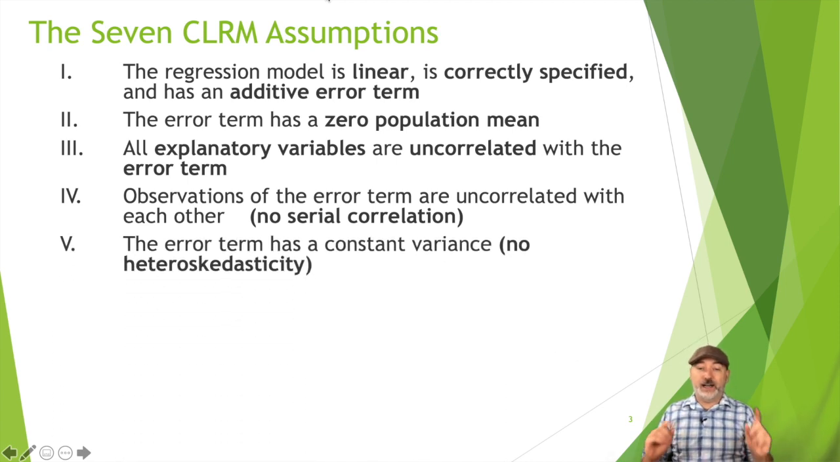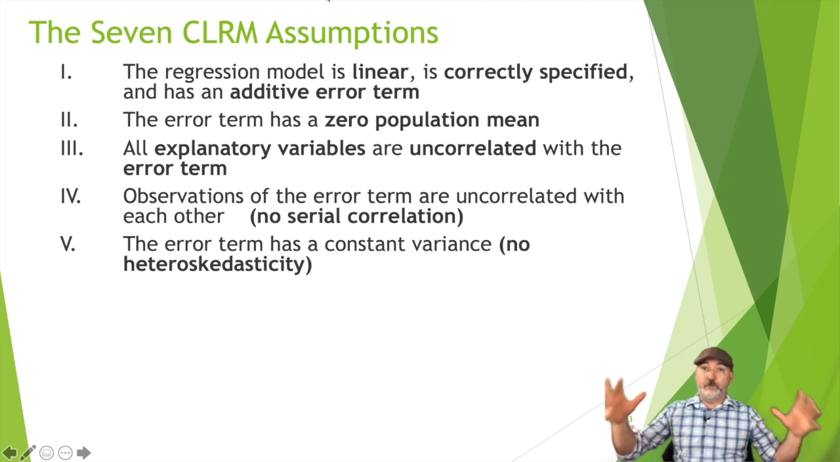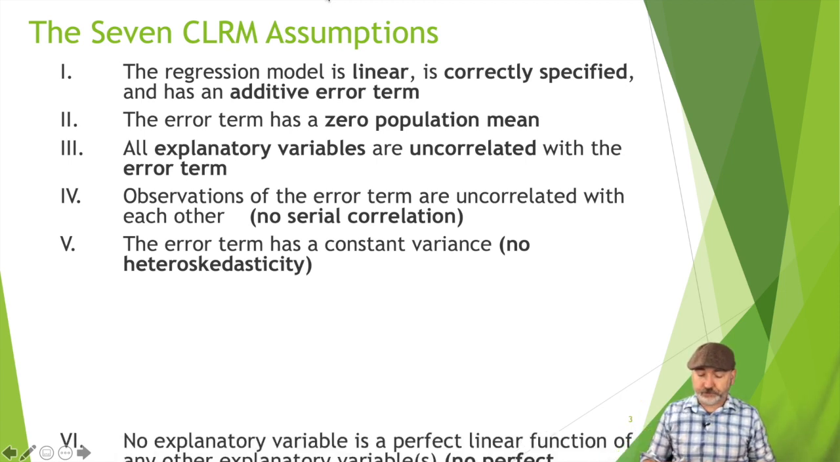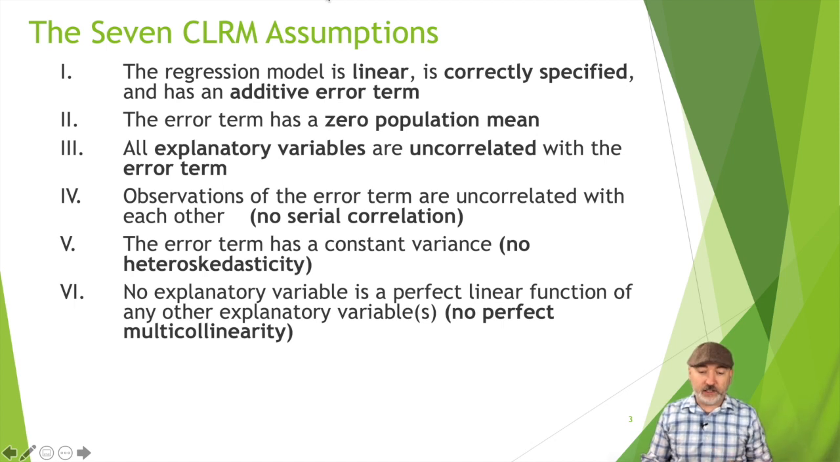Assumption number 5, this is a good one, the so-called no heteroskedasticity assumption. This is the first time you're running across that word. It's actually a word. So the assumption here is that the variability of the error terms are all the same. Every observation has the same variance about its 0 mean. So we'll dig into that one. Number 6, no explanatory variable, again, our x variables, is a perfect linear function of any other explanatory variable, the so-called no perfect multicollinearity assumption. Good reasons why that's going to be important.